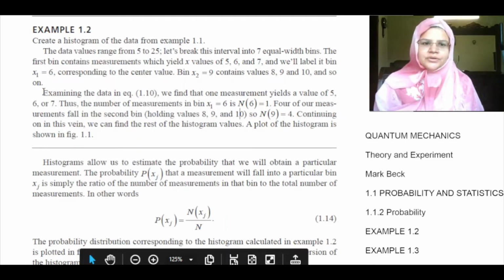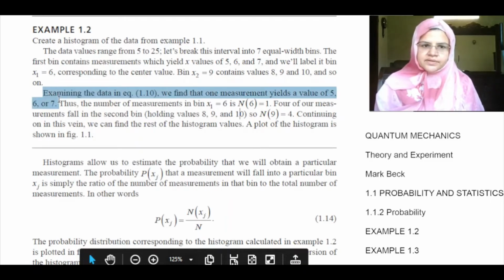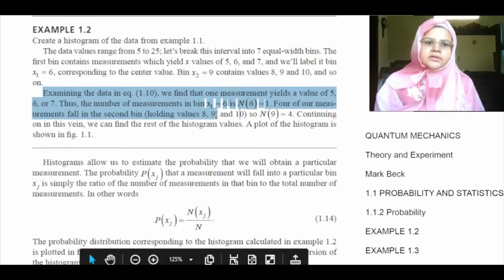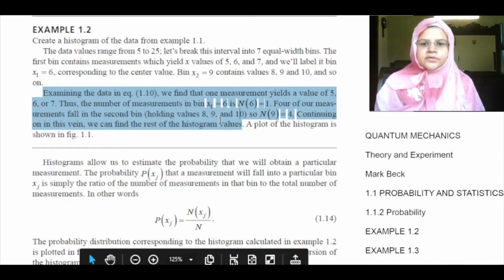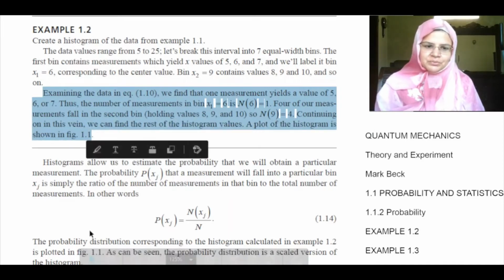Examining the data in equation 1.1, we find the measurement yields a value of 5, 6 or 7. Thus the number of measurements in bin x1 equal to 6 is n6 equal to 1. Four of our measurements fall in the second bin holding values 8, 9, 10. So n9 is equal to 4. Continuing in this vein, we'll find the rest of the histogram values. A plot of the histogram is shown in figure 1.1.